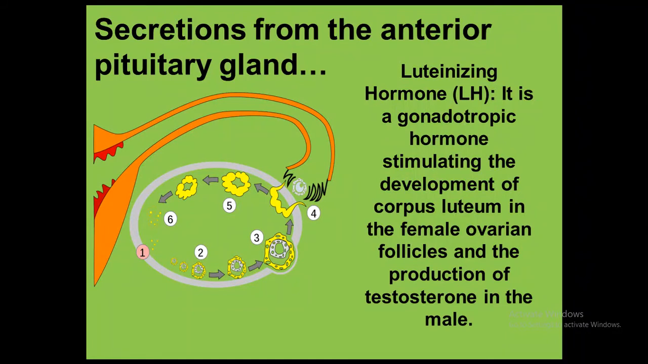Luteinizing hormone is another hormone secreted from the pituitary gland. It is a gonadotropic hormone stimulating the development of the corpus luteum in the female ovarian follicle, and the production of testosterone in the male. The corpus luteum is a part of the ovarian follicle, the ovary, which is present in the female body. Testosterone is another hormone, produced in the testes in the male, under the influence of LH hormone. So luteinizing hormone also controls the production of testosterone. Our beard growth originates from the effect of testosterone hormone.